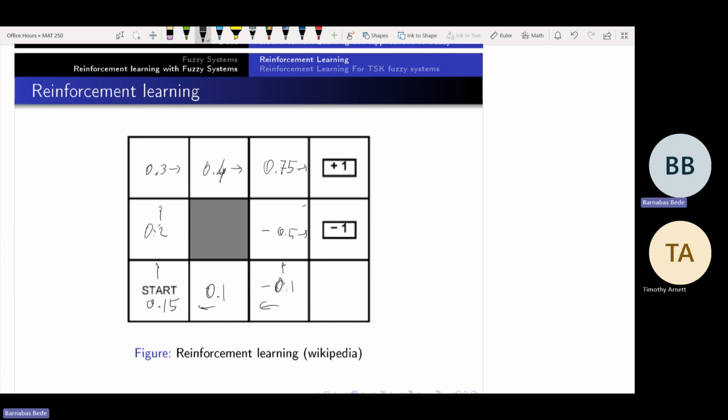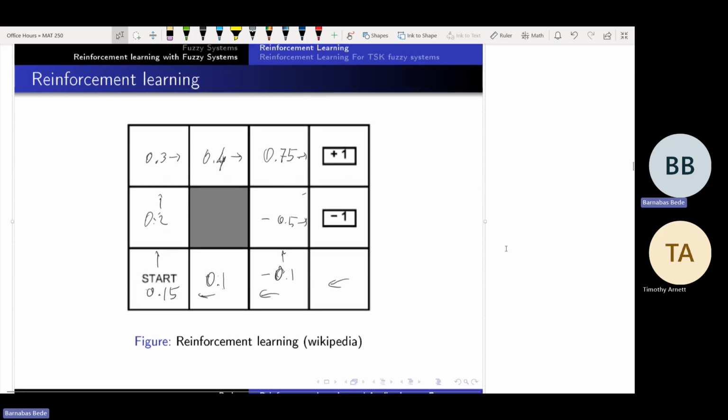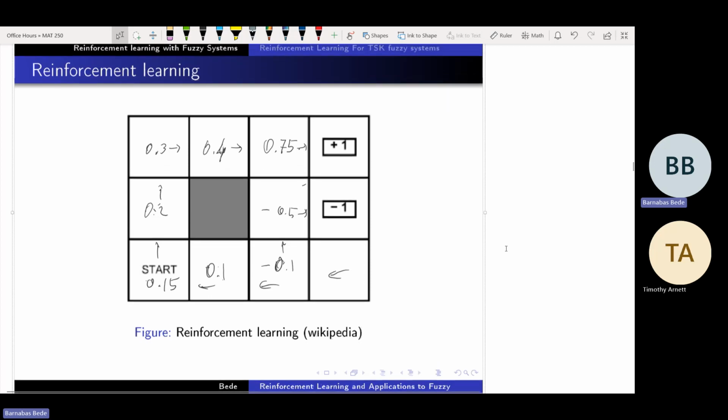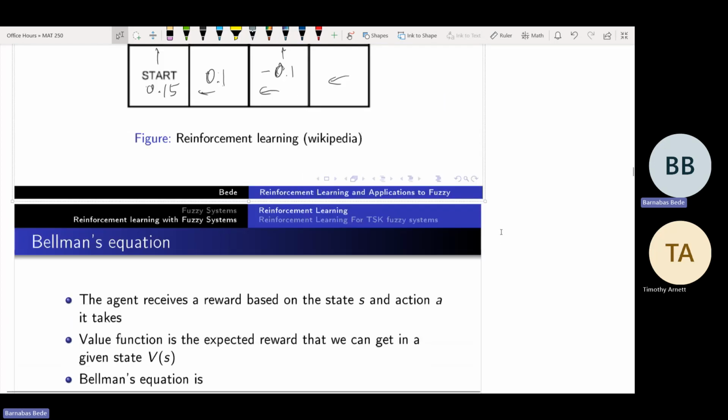So here's the deal. I can fill up this whole thing with arrows. Basically, the arrows represent my policy. I can calculate these expected probabilities, expected values, and those will be my value function.